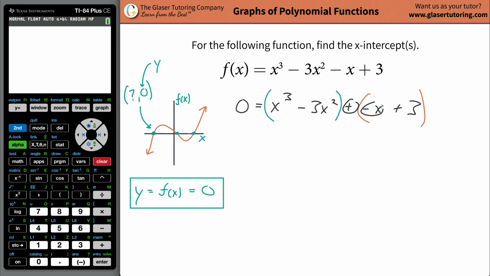So now I'm going to be adding a negative x to the problem, and isn't that the same thing as subtracting x, right? Adding a negative x is the same thing as subtracting a positive x. Adding a positive 3 is the same thing as adding a positive 3, right? So hopefully that makes sense.